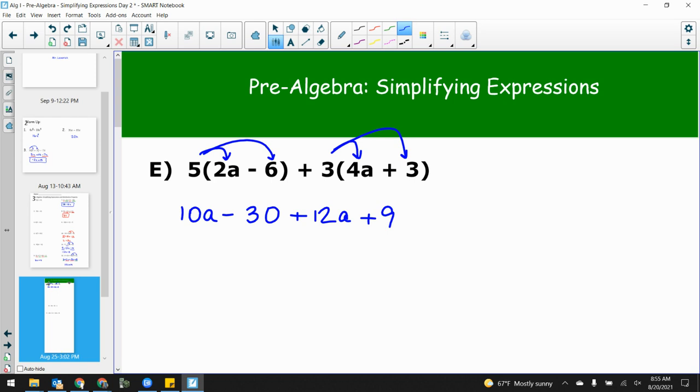All right. Now, at this point, I combine like terms. So let's underline like terms. I've got a 10a and a 12a. And then this minus 30 and plus 9. Do you notice how I'm underlining the symbol directly to the left of it as well? Because that's reminding me that those things are either positive or negative. Like, for example, 10a and 12a. What do 10a and 12a combine together to be?